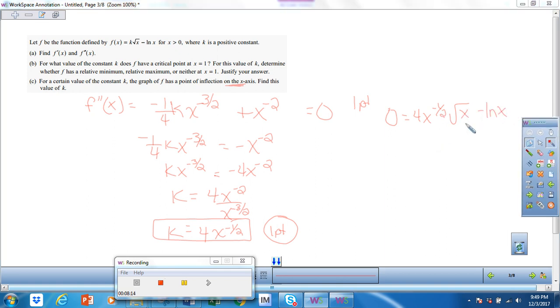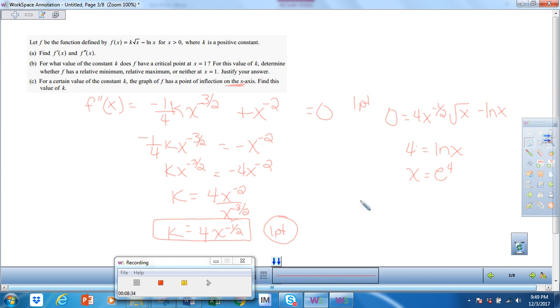Okay? So now essentially I'm doing a system of equations. So simplifying this, I get 4 equals the natural log of x. So x is equal to e to the 4th. Okay? But they wanted you to find k.